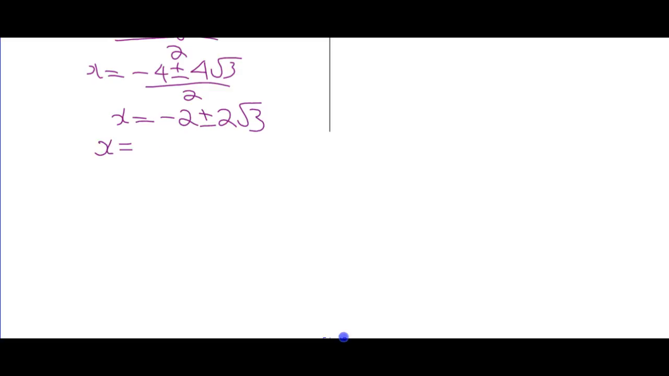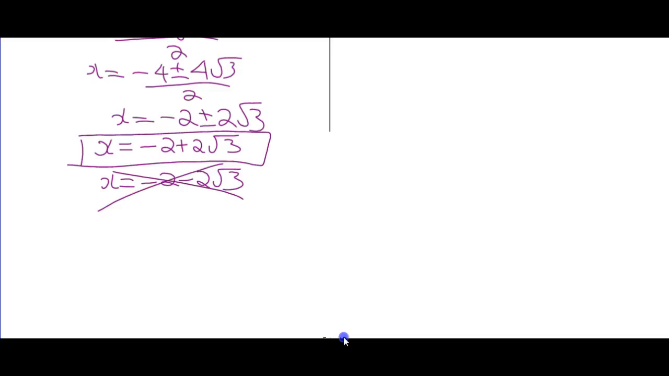Okay, so we've got x is equal to negative 2 plus 2 root 3, and x is equal to negative 2 minus 2 root 3, but that strikes me as being negative, and we said x has to be greater than 0. So we can cross that off. And if you like, you can say, here's my solution set.